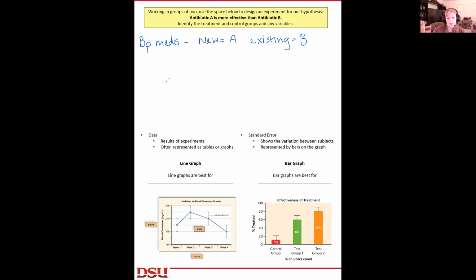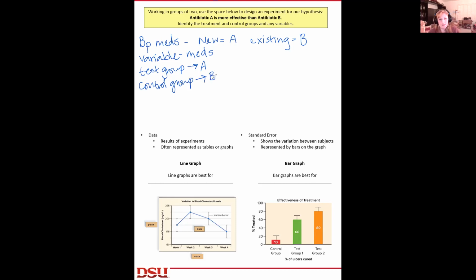All right, so we know first off that we're going to have, I'll identify it here actually, our variable, which in this case is the medication, right? The test group is going to get the new medication, and the control group is going to get the existing medication.